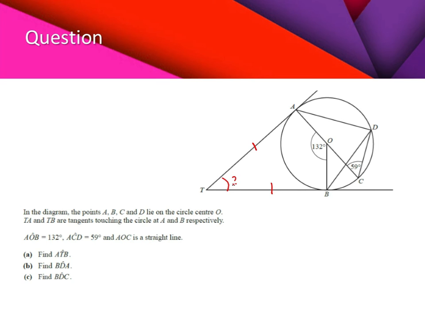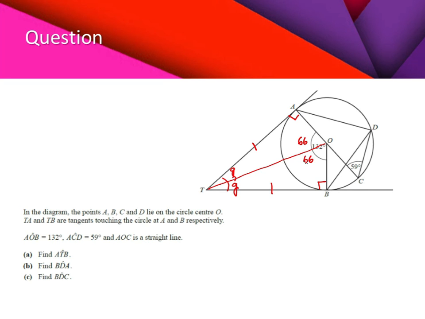Now as we know that the radius will always make 90 degrees with the tangent of the circle, so these two angles are 90 degrees. Similarly, if we draw a line from this outside point to the center of the circle, it will bisect this angle into two equal parts, and this angle will also bisect into two equal parts. So if we divide 132 by 2, it's 66. So these two angles are 66 degrees.